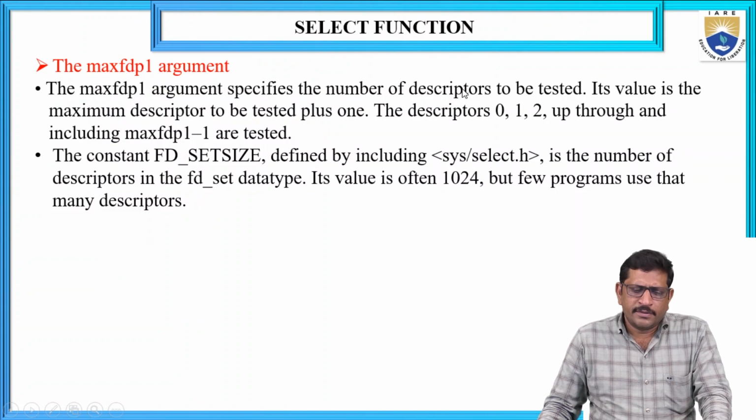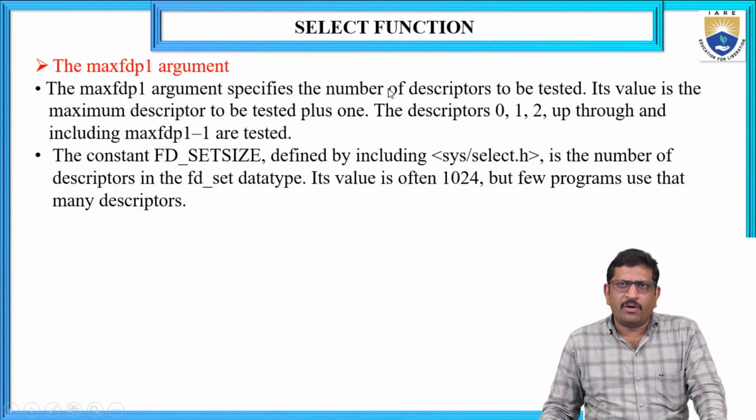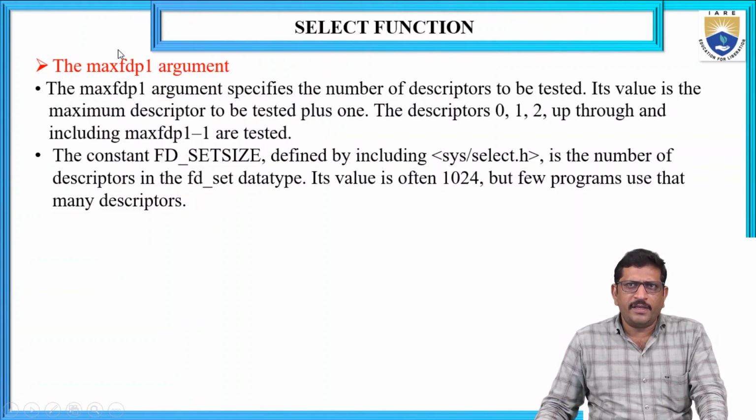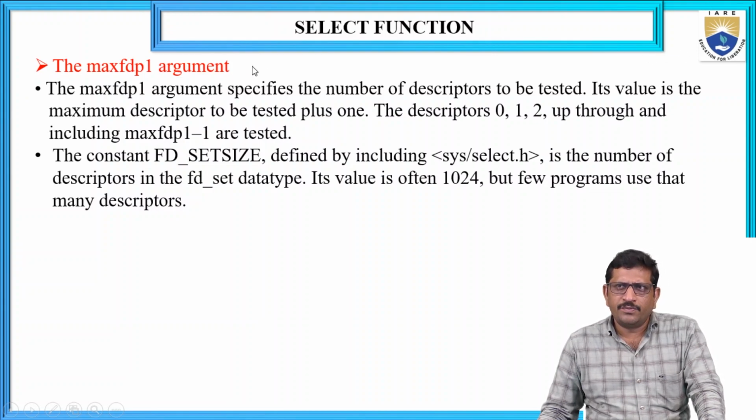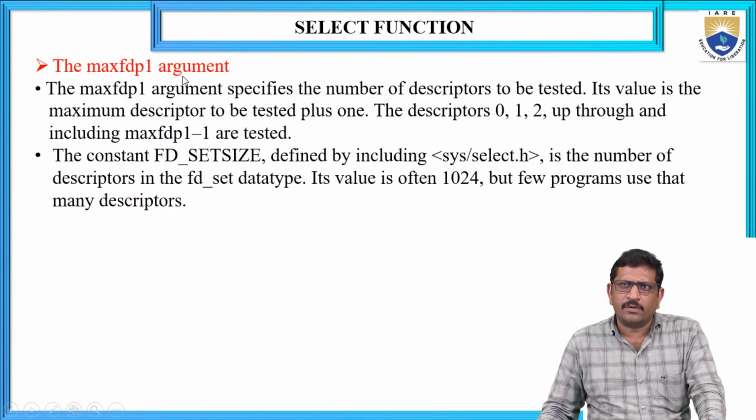And so the max FDP1 argument. About the maximum file descriptor argument: this argument specifies the number of descriptors to be tested, and this value is the maximum descriptor to be tested plus 1.